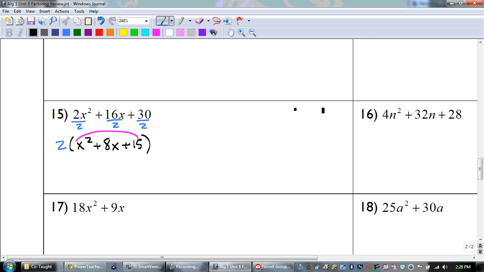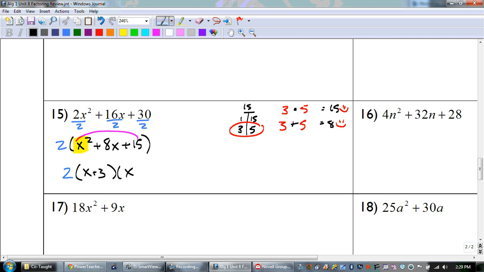I'm looking for numbers that multiply to get to 15 and add to get to 8. Well, the multiples or the factors of 15 are 1 and 15, 3 and 5. Do one of those work? Yeah, 3 and 5. And the nice thing is our leading coefficient, yeah, it's 1. So that means I can go right into saying that this is x plus 3 and x plus 5.